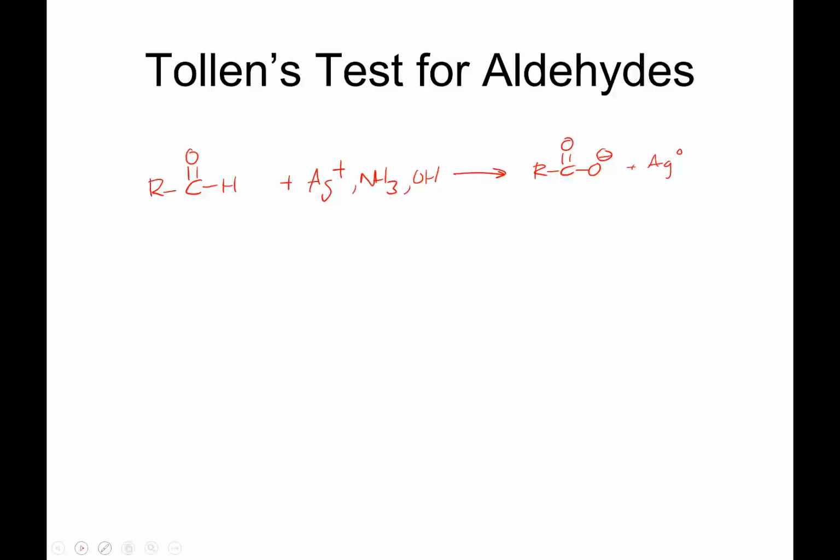So if I had a molecule that had an aldehyde and a secondary alcohol, and I wanted to oxidize one versus the other, Tollens would touch the aldehyde. It would oxidize. It wouldn't touch the secondary alcohol.